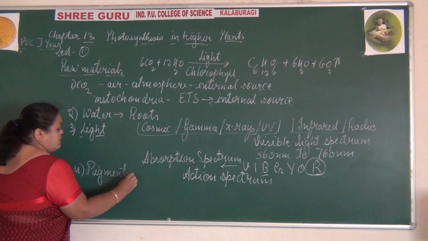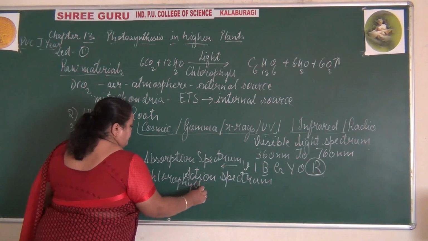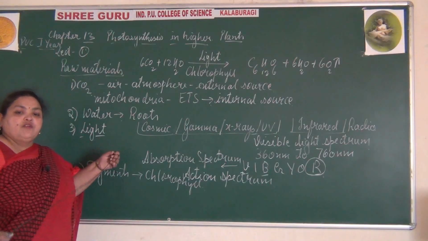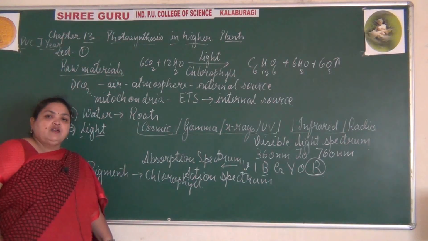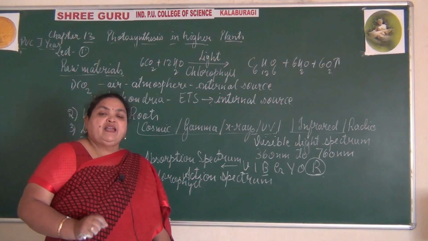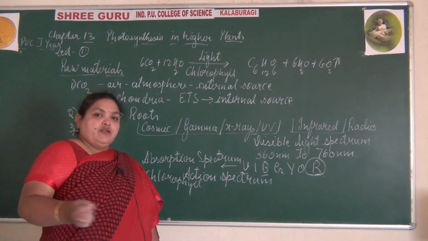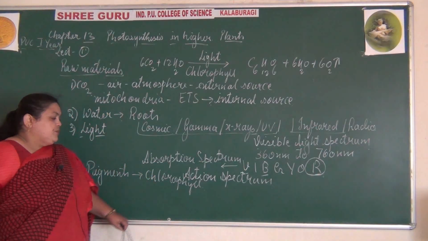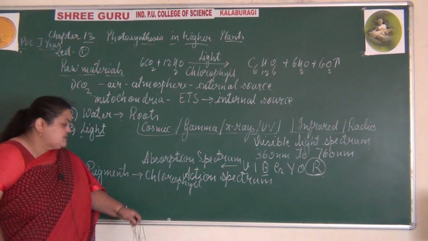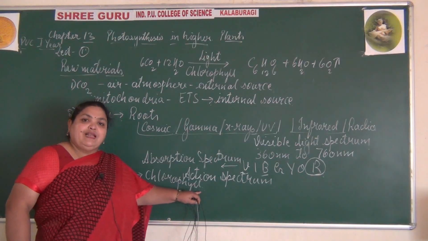Pigments. Those are nothing but the chlorophyll. Already in the chapter The Cell: The Unit of Life, we have studied the structure of the chloroplast, where the chlorophyll pigments are embedded in the thylakoid membrane. That detail will be studied in the next classes. So it has the green color pigment. The plants have green color pigments called chlorophyll, which trap or absorb the light energy.